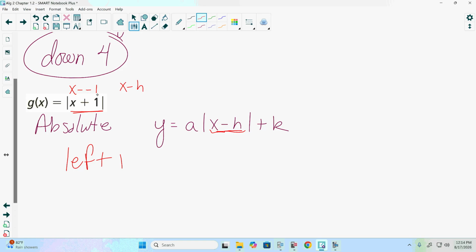With that left and right movement, inside those parentheses, inside those absolute values, it's going to be the opposite of what we think. Plus is going to be moving it to the left, minus is going to be moving it to the right, because x minus 1, h is now positive 1. I think the most straightforward way I've seen it is just opposite of what we think. Minus is going to the right, plus is going to the left, because of that x minus h. It flips that direction.